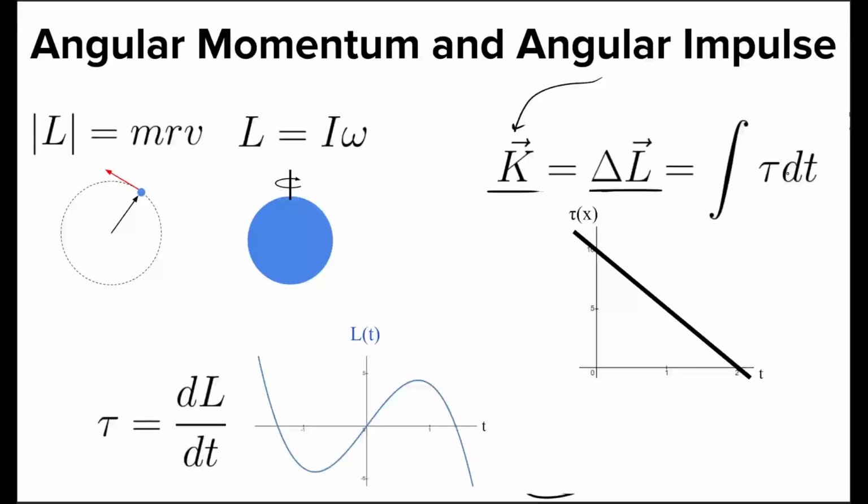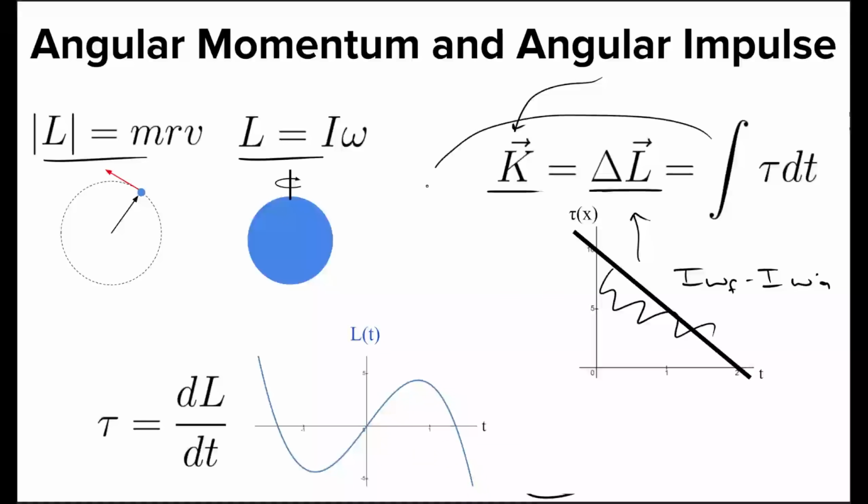Just like you can integrate force times time to get the change in momentum, integrate the torque times time, get the change in angular momentum. That means the area under a torque graph would give you the change in angular momentum, i.e., I omega final minus I omega initial. And then these are your formulas for angular momentum.